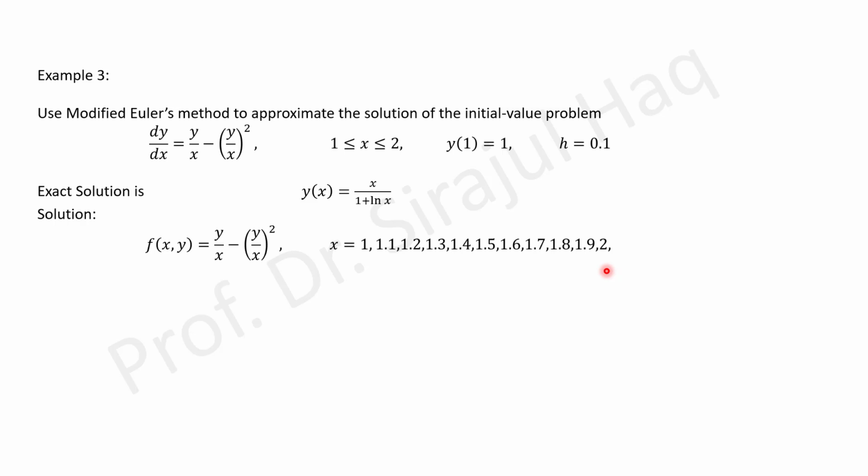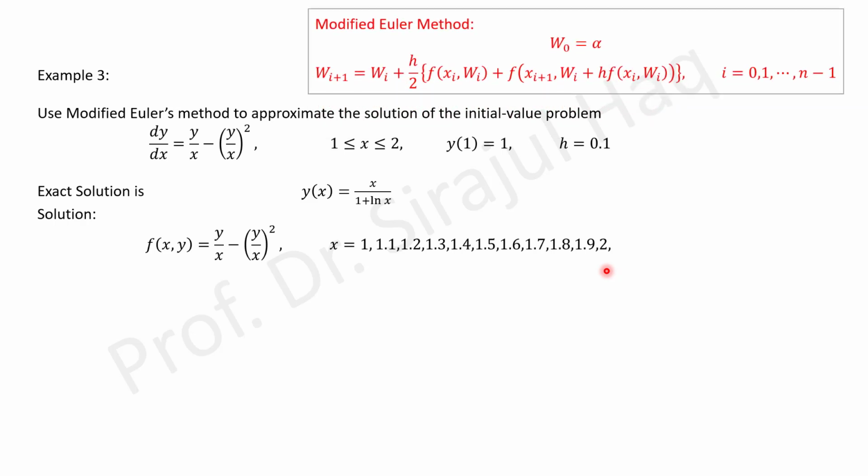As I did in the Euler method, I'm taking 11 points here. This is your modified Euler method, which we discussed. W naught comes from here, this is 1. I'm using the same notation. I denoted this portion by Ai, this portion by Bi, and this function by Ci, and then got the value of Wi plus 1.